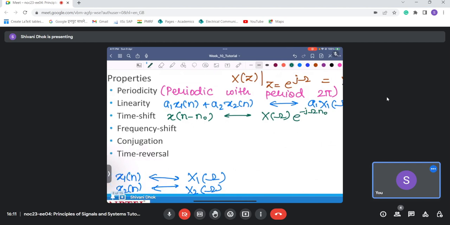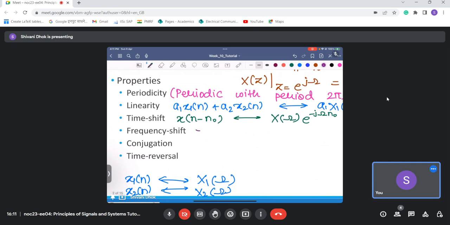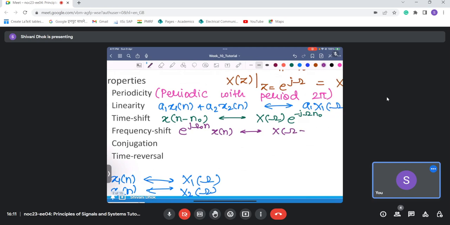A dual of this property is frequency shift. That is, if I have modulation by a complex exponential, e^(j omega0 n) times x[n], modulation of the signal with a complex exponential, then this results in a frequency shift, that is, X(omega minus omega0).